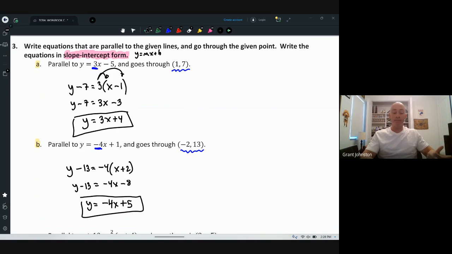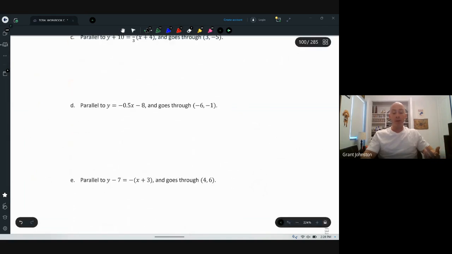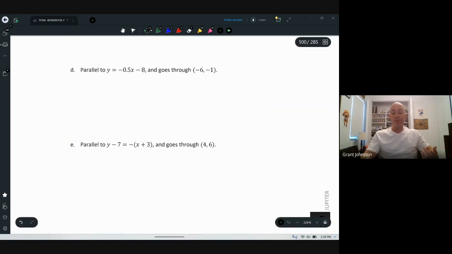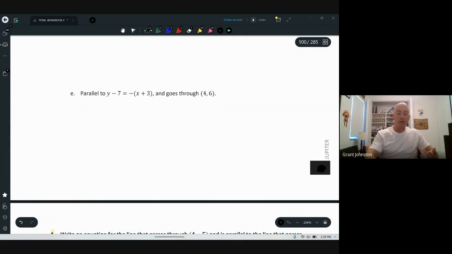And that's the idea. So I'll let you do the rest of the page. Remember, this is like a slope of negative 1 on this one.